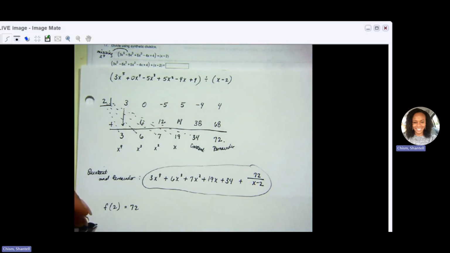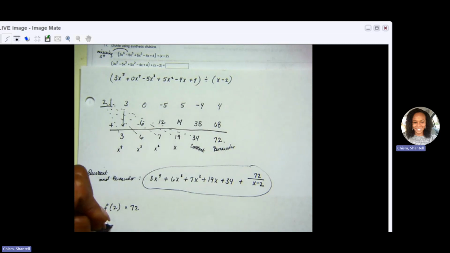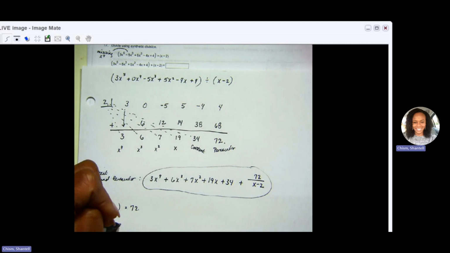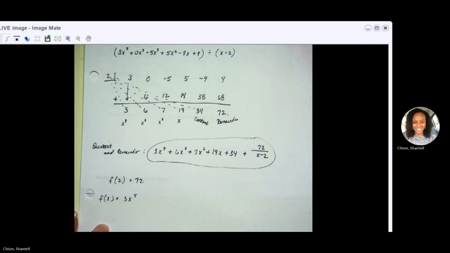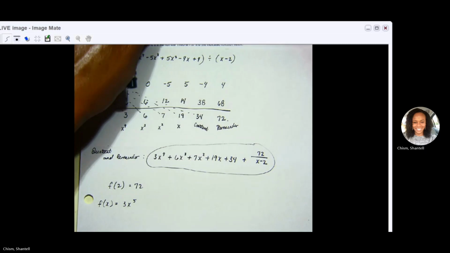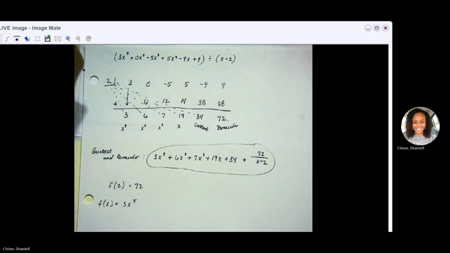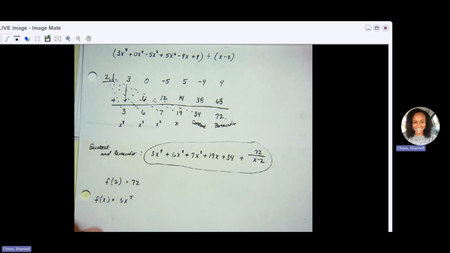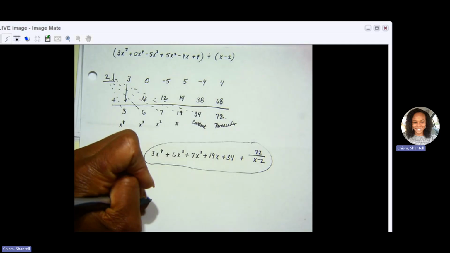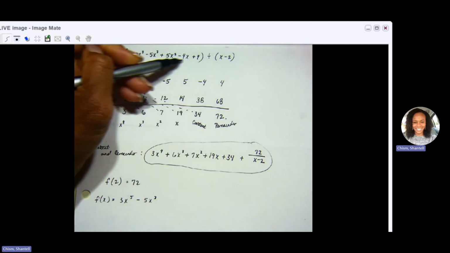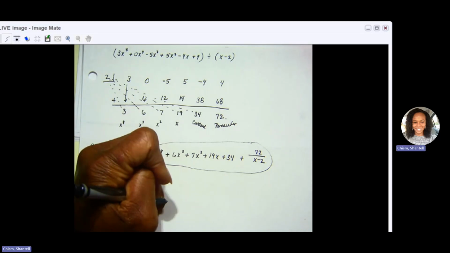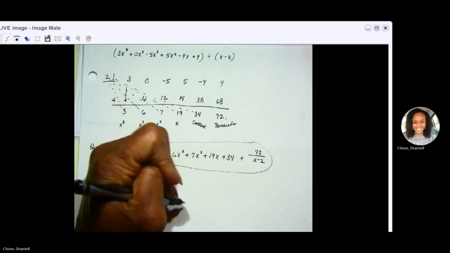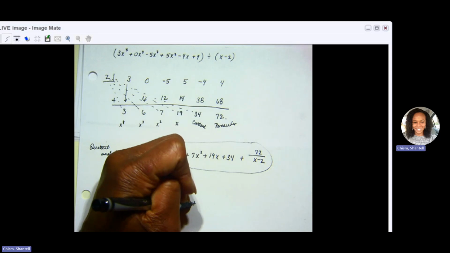But we could evaluate f of x, which is 3x to the fifth minus 5x cubed. So basically just this right here, but I'm just disregarding the 0 term because there's no reason to show it. Plus 5x squared minus 4x plus 4.